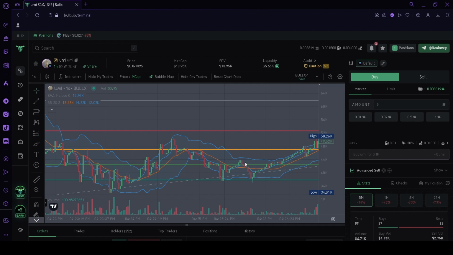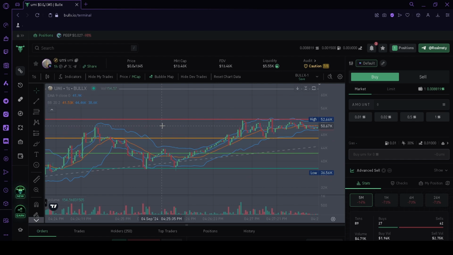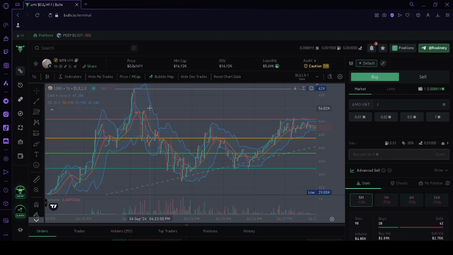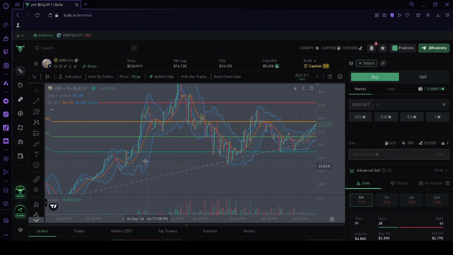Well, how does it work? The wider the bands, the higher the volatility. The narrower the bands, the lower the market volatility. Volatility is how fast the market is moving. You can see the bands are very narrow here, so it's not moving too fast. But if we move to right here, you can see how wide it is. You can see the market is moving very rapidly.